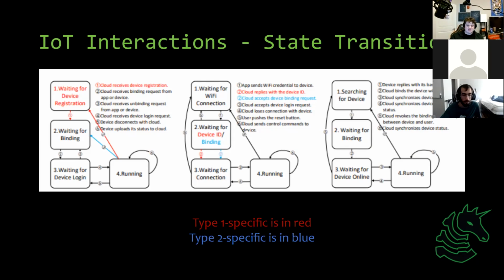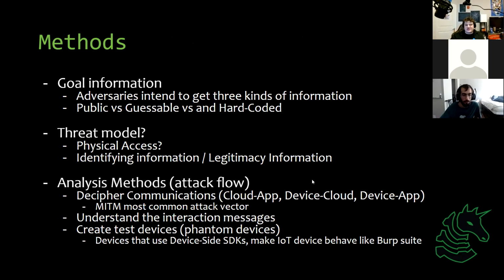I'm not going to go into this too much, but it's a state diagram, because once you're done, say, waiting for a device to register, you're going to move to a different state. And abusing those transitions is something that they tried to do in this paper. So here are their methods. They had some goal information that they wanted to get. There were 3 different kinds of information.